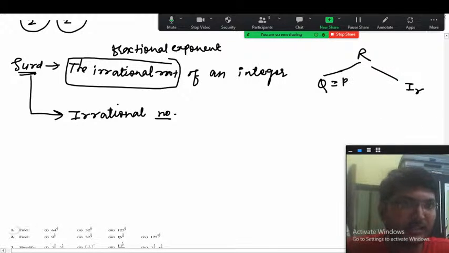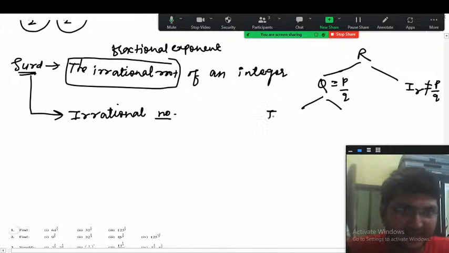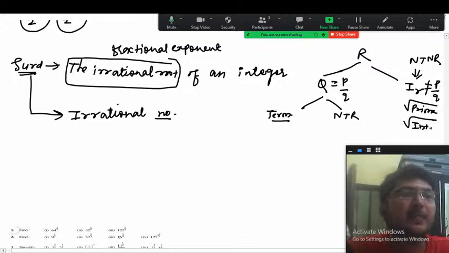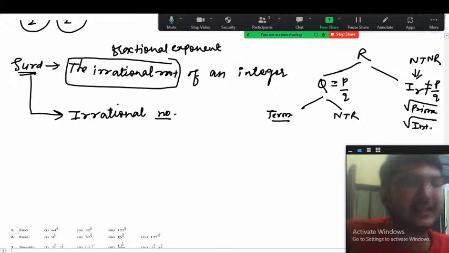Rational can be written as p over q, where p and q are integers and q is non-zero, but irrational can't be written in such a way. Rational numbers may be terminating, or non-terminating but repeating. Irrational numbers are non-terminating, non-repeating. They can't be written as p over q, and such numbers are root of any prime, which can't be further simplified, or root of any integer which can't be further simplified into any integral value.